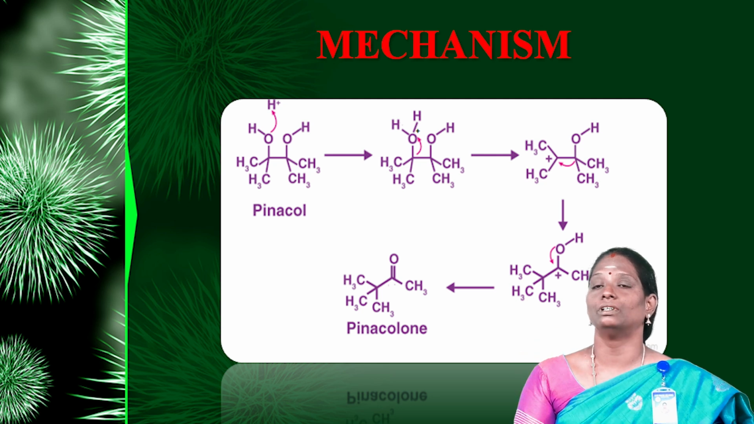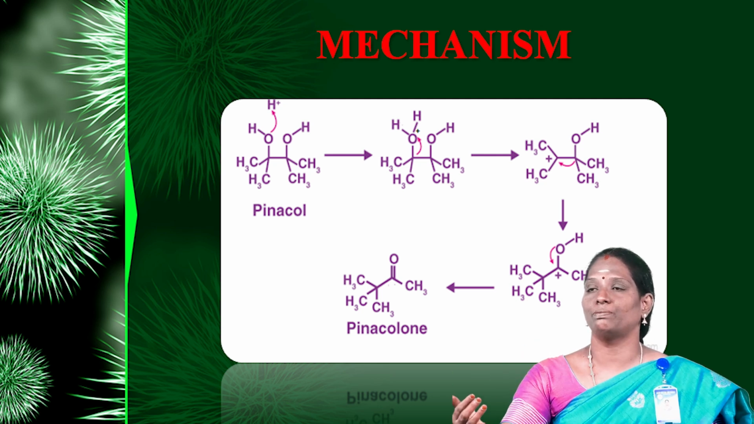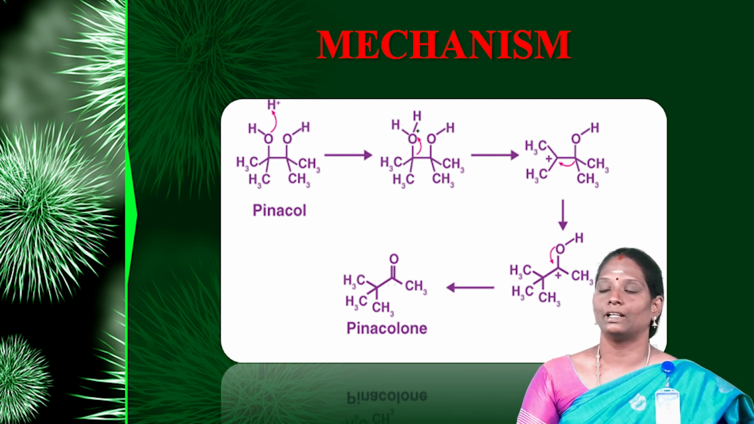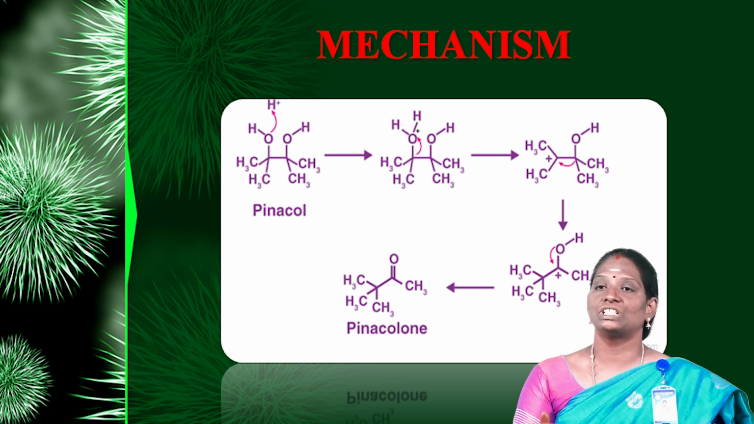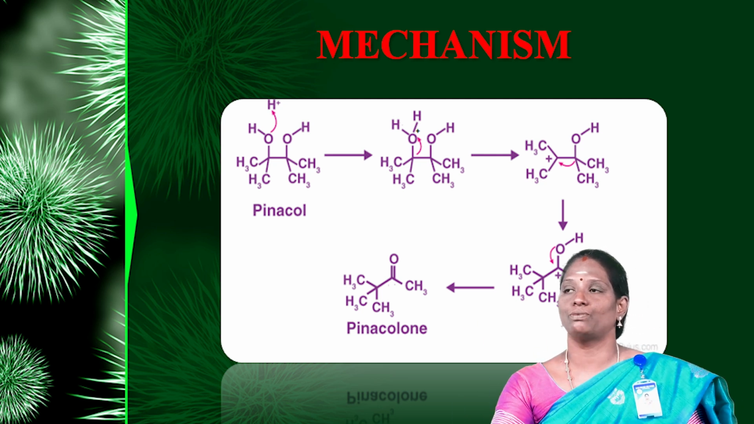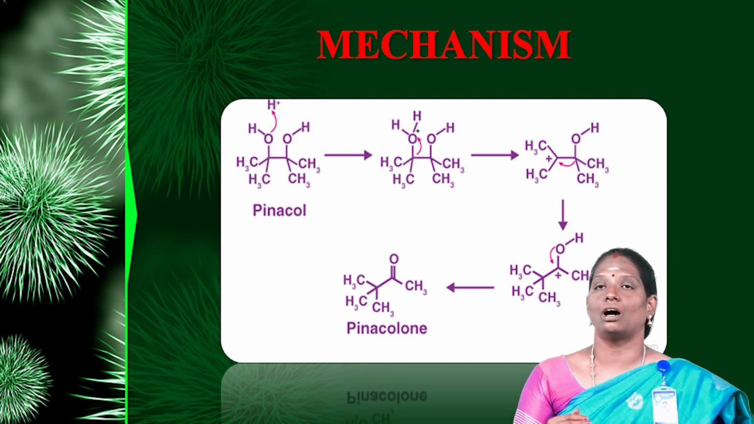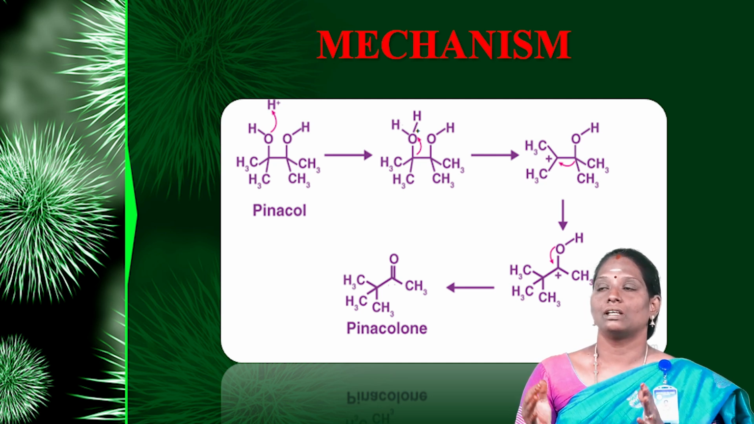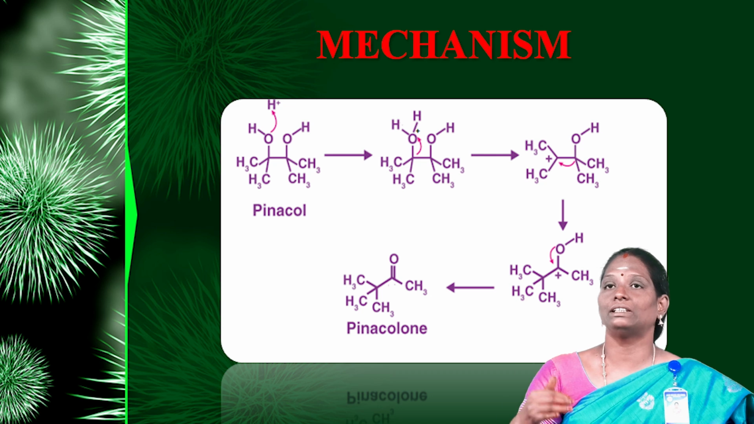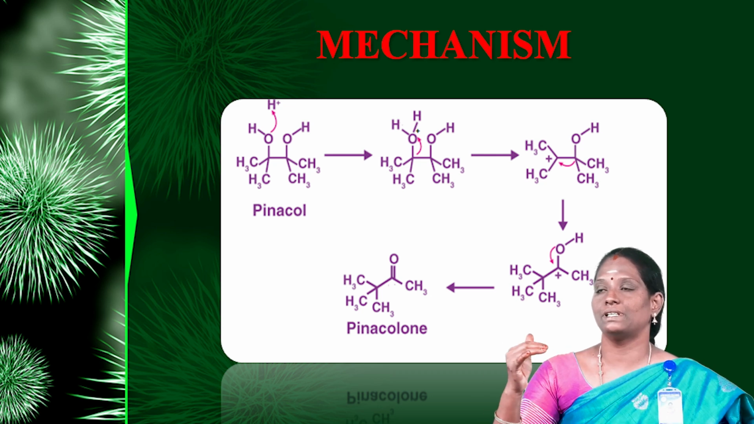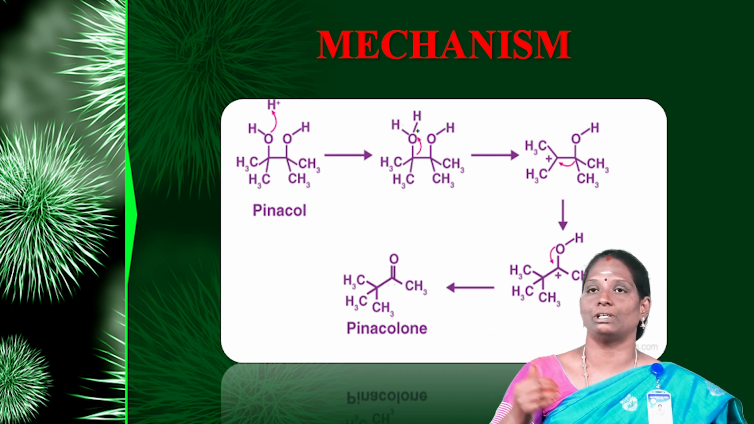This occurs in this step just to make the intermediate more stable. The methyl group shifts from one carbon atom toward another. A positively charged carbon atom is produced. What is step 4? This step is the deprotonation step.